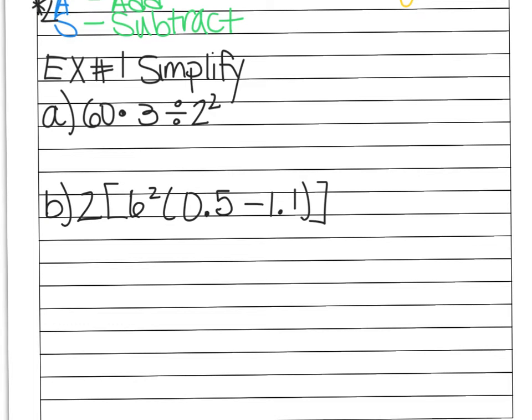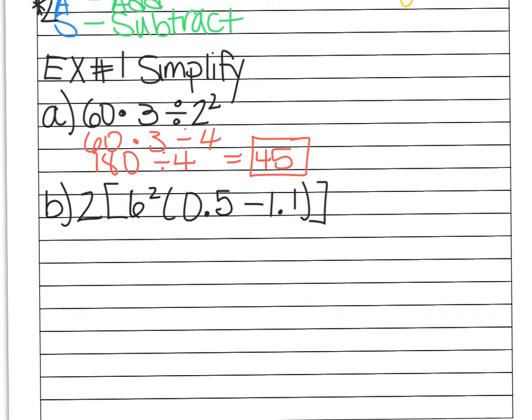So we're going to do our order of operations. We don't have any parentheses, but we do have an exponent. So I'm going to have 60 times 3 divided by 2 squared, and 2 squared is 4. Then I look and go, okay, I only have multiplication and division left. So you're going to start from the left and go to the right. 60 times 3 is 180 divided by 4. So we have 180 divided by 4, which gives us 45.